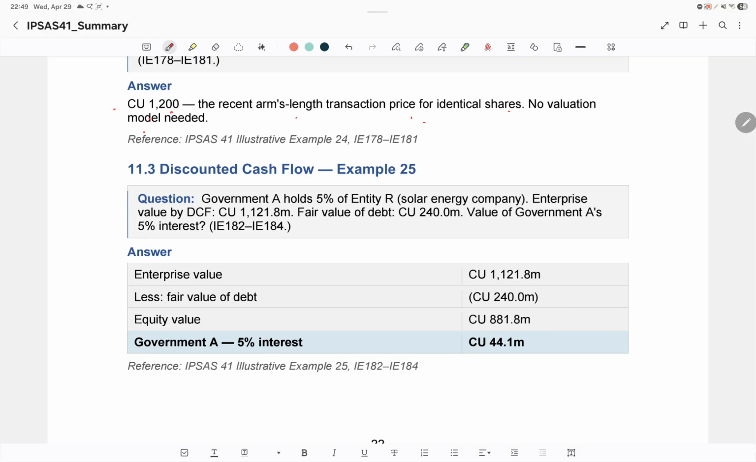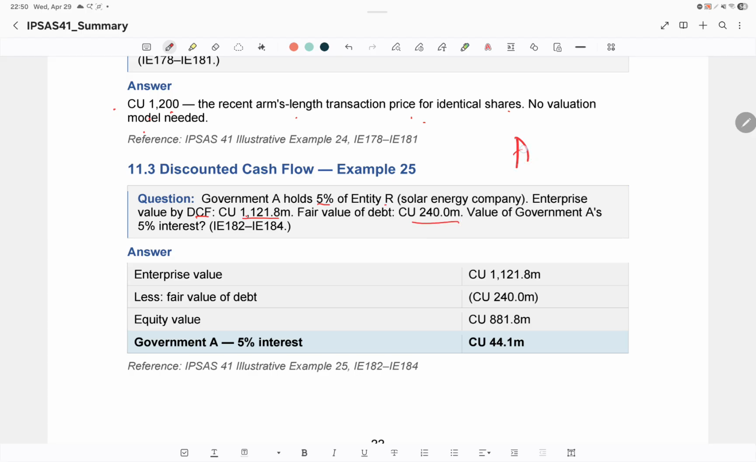Okay, DCF, discounted cash flow. Government holds 5% of entity R. Enterprise value by DCF is currency unit 1121. So with this DCF, you got 1121.8. So the entity value is this. Fair value of the debt is 240.